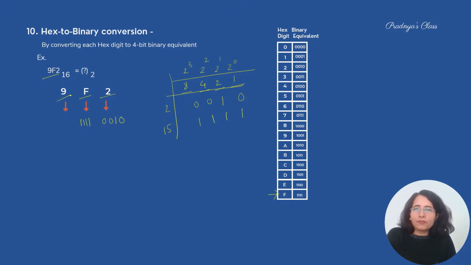Now let's try out for 9. How you will get it? 9. It is 8 plus 1. So write the 1 for 8 and 1 bit for 1. So we will get 9. Other bits will be 0. So the binary equivalent of 9 is 1001. In this way we got the binary equivalent of this number. Write down the final answer.